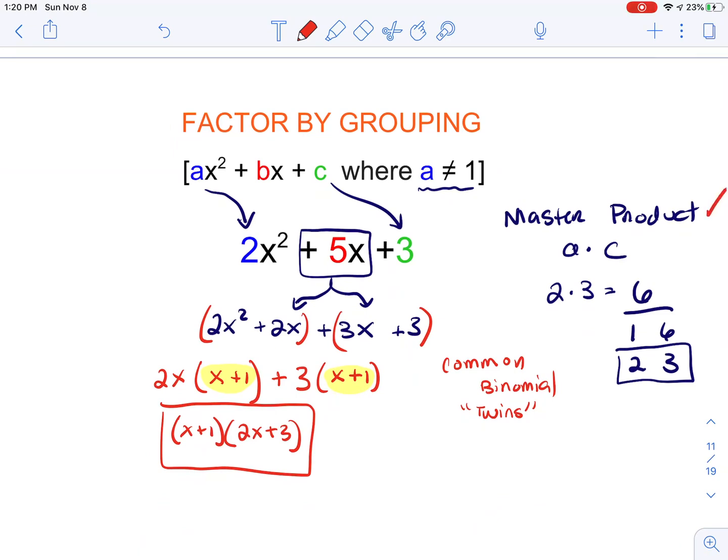We find our master product. We look at its factors and find which factors add up to our middle term. We group, which is what this step is. We find our GCF, and then we factor out a common binomial. And that will work for any quadratic trinomial that you want to factor. Specifically, it will help make factoring when a is not equal to 1 a lot easier.